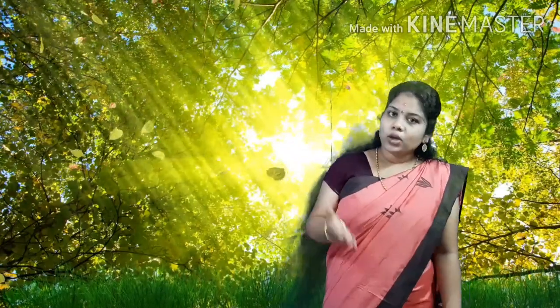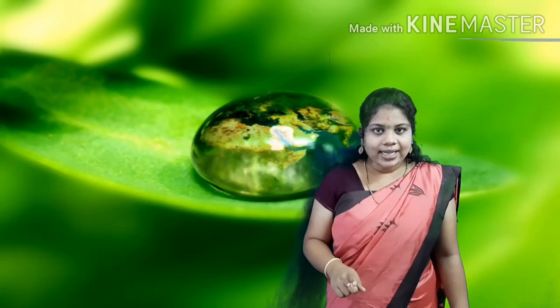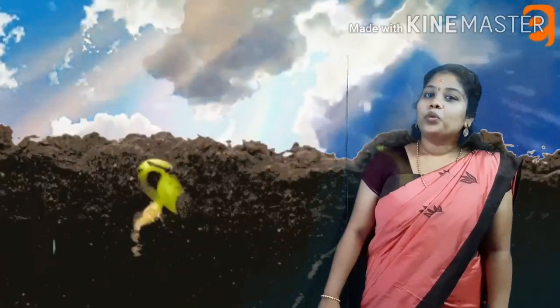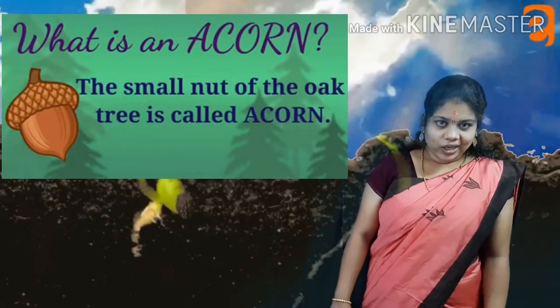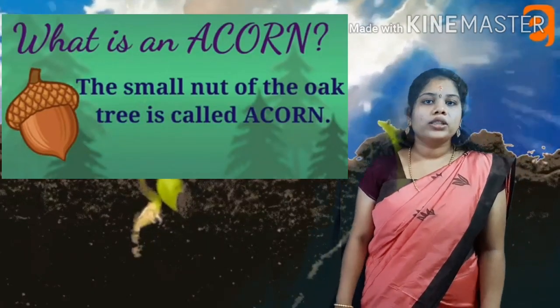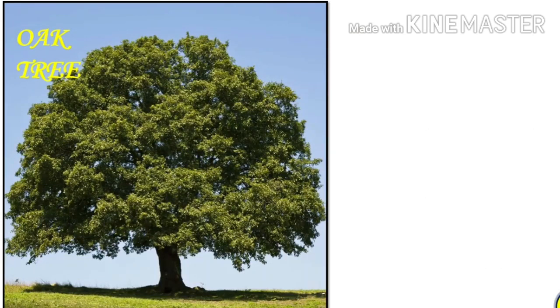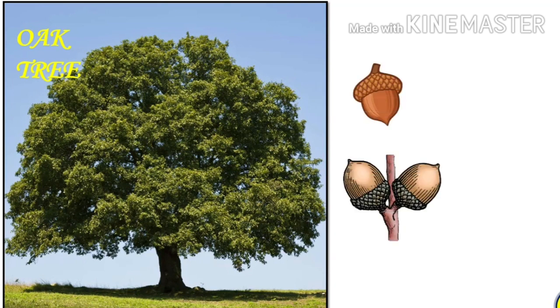How a baby grows from his initial stage to the final stage, that means from a baby to a grown-up man. Like that, a plant also starts its life from a small seed to the final stage as a big tree. So children, what is an acorn? Acorn is a small nut of an oak tree. It is the picture of an oak tree, and the fruit it produces is called an acorn or oak nut.